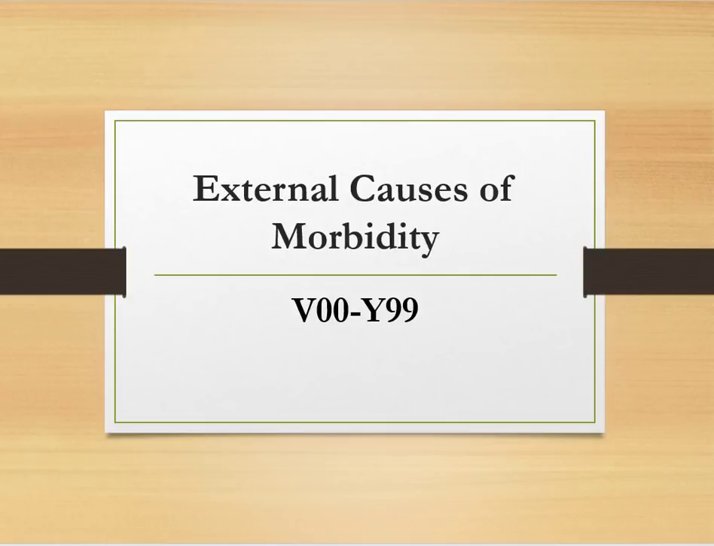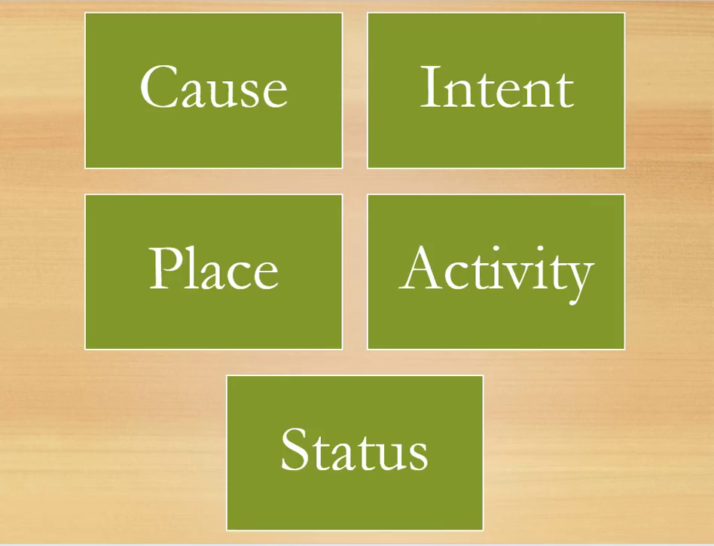Welcome to another ICD-10-CM Coding Guideline session, where today we're going to focus on Chapter 20, which are the external causes of morbidity, codes V00 through Y99. External cause codes are intended to provide data that's necessary for injury research and evaluation of injury prevention strategies. These codes actually capture five things.